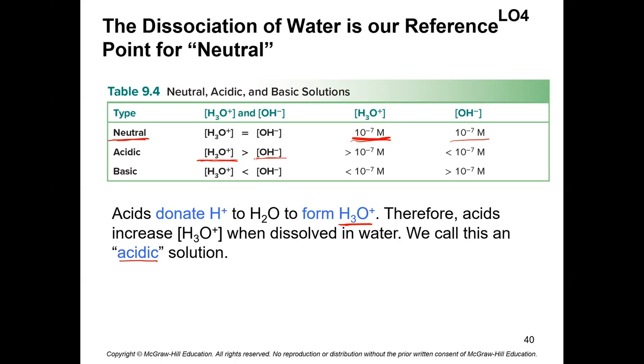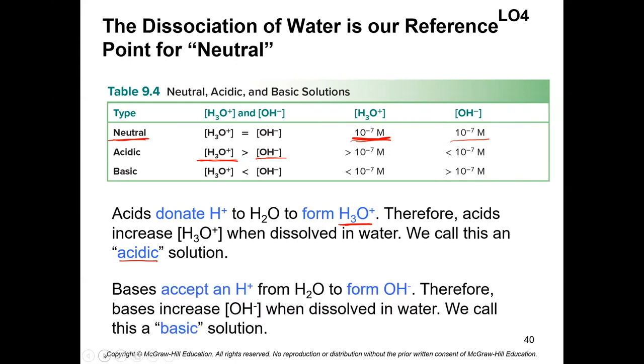Base is going to be the reverse. When you add a base to water, it's going to accept hydrogens from water, and that is going to form hydroxide ion. So what that means is that when you dissolve a base in water, you're increasing the amount of OH minuses in there. Okay, and this is what we call basic. So you'll notice that when we increase hydroxide ions, we simultaneously decrease the amount of hydronium.